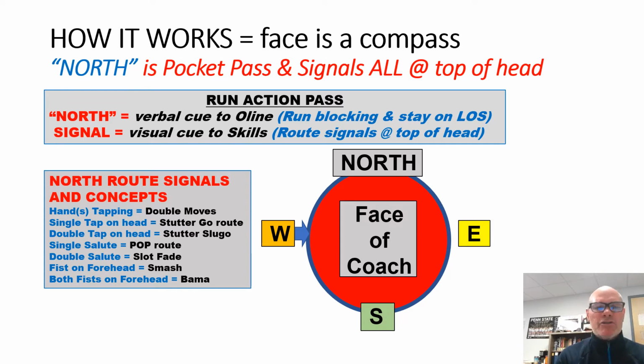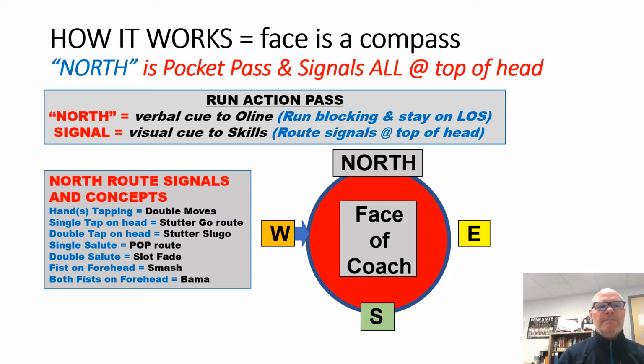Let's review the signals real quick. Any hand tapping the top of the head is a double move. So a single hand, doesn't matter which one, is going to be a stutter go. Both hands tapping is going to be a stutter and a sluggo. Single salute, either hand again, is our pop route. A double salute, we're going to run a slot fade. One fist on the head is a smash concept, and then both fists is a Bama concept.